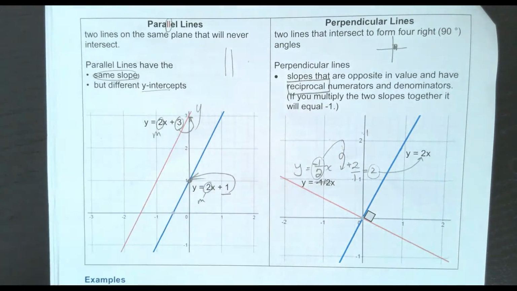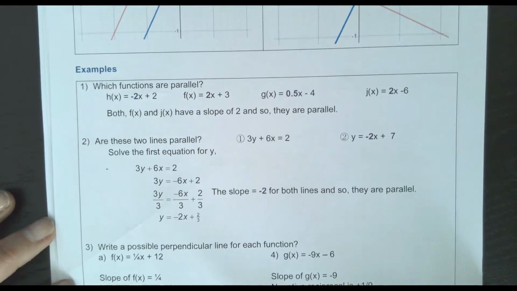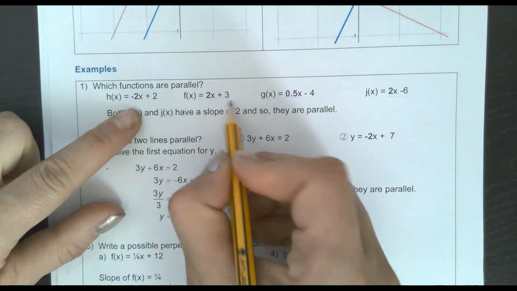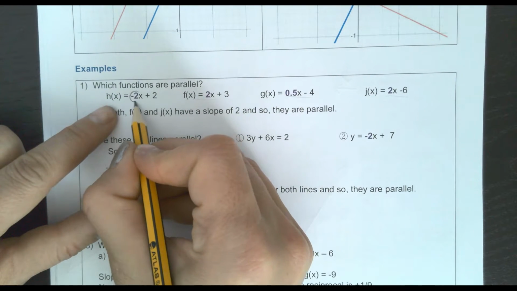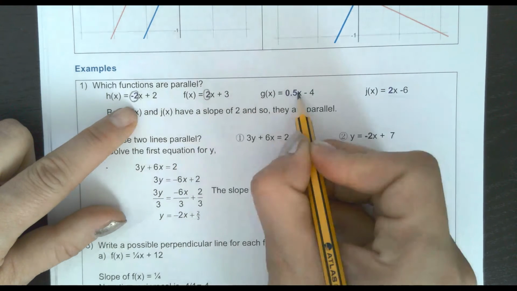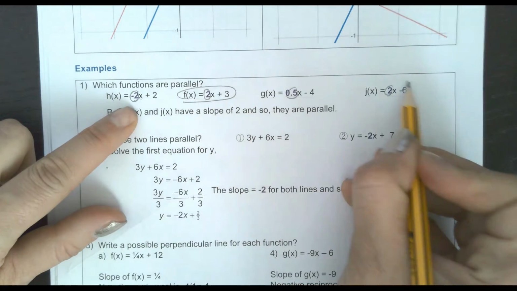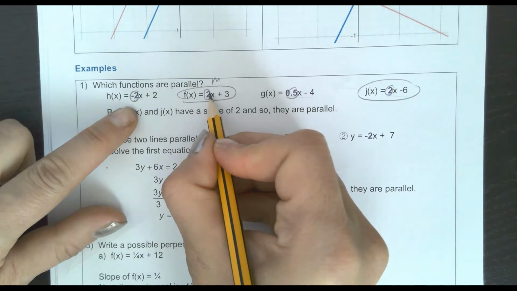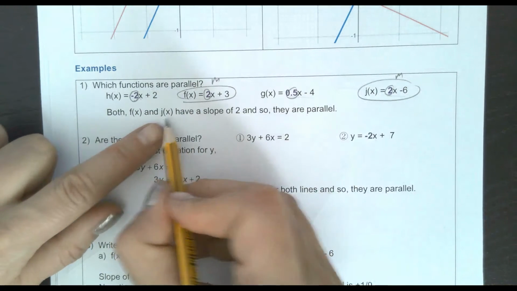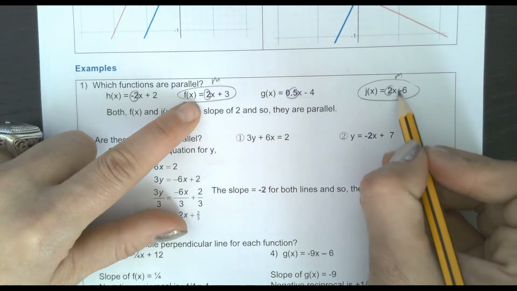Okay? So let's look here. Which functions are parallel? So here's all the functions. I look at the number in front of the x, the coefficient of the x. Which ones are the same? This one and this one. Here, the slope is 2, and here the slope is 2. So f of x and j of x have slope of 2, and so they are parallel. And you can see the y-intercept is different.